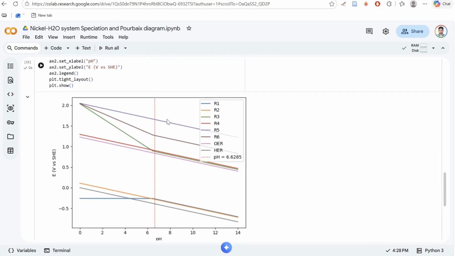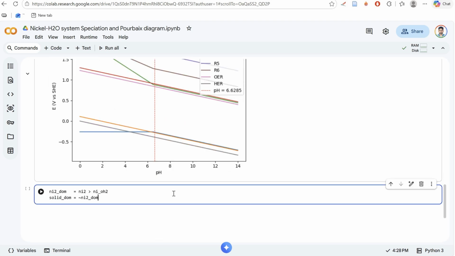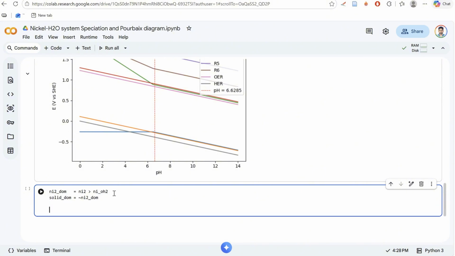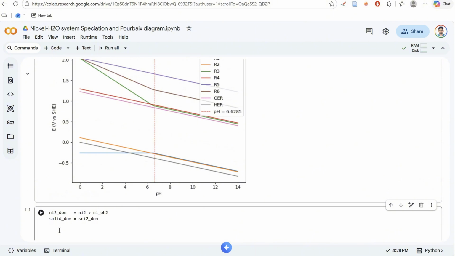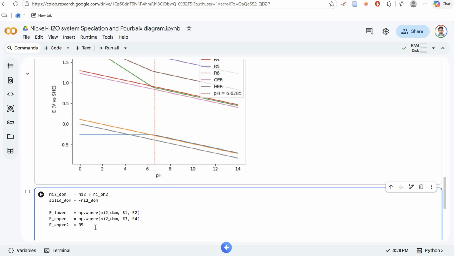We now determine which boundary line is dominant at each pH using the speciation diagram as a guide. We create two Boolean arrays, one identifying where free nickel ion dominates and another where nickel hydroxide dominates. Based on this, the lower boundary is assigned R1 where nickel ions dominate and R2 where nickel hydroxide dominates. Similarly, the middle upper boundary switches between R3 and R4 depending on the dominant species. R5 is applied across the full pH range as the uppermost boundary.